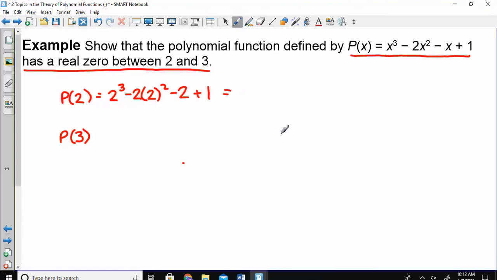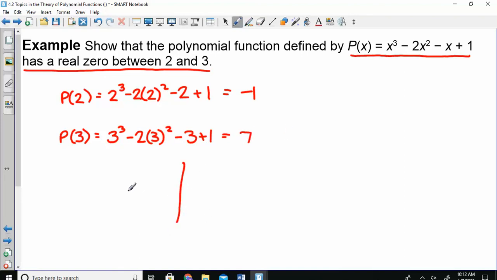So when you plug in a 2, what do we get out? Negative 1. Then we plug in a 3. What do we get? 7? Is that right?